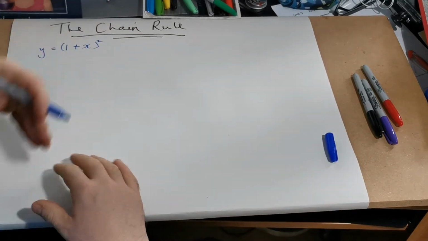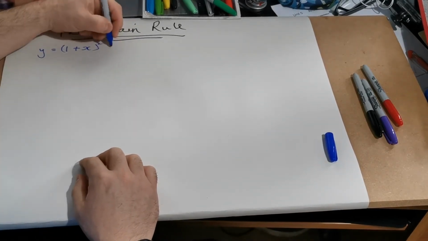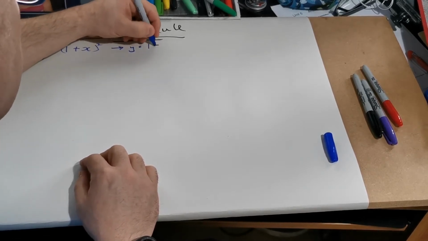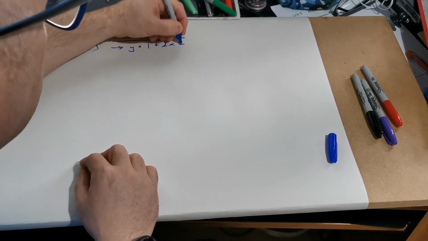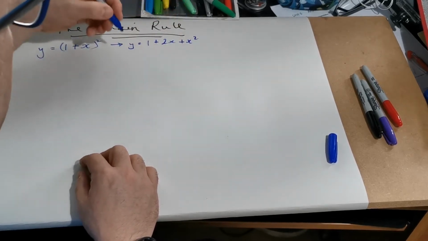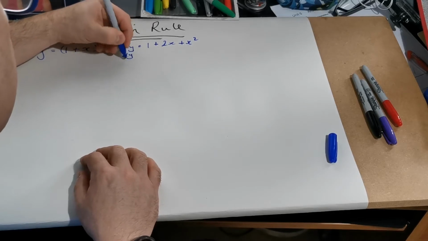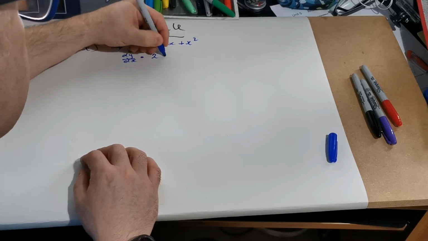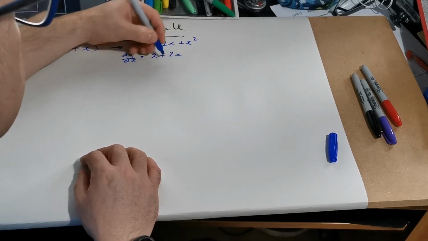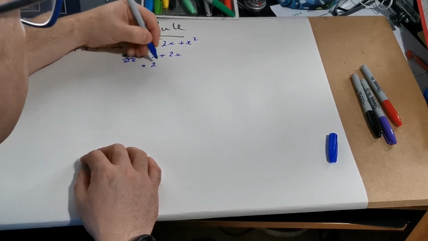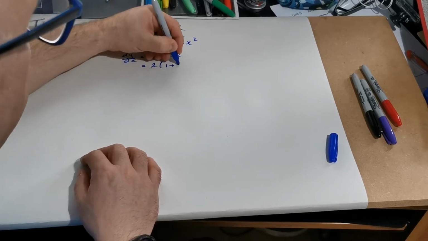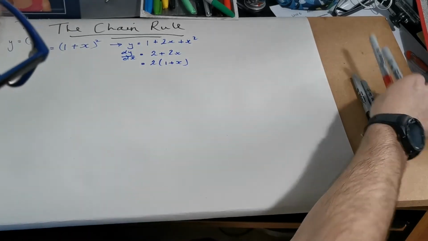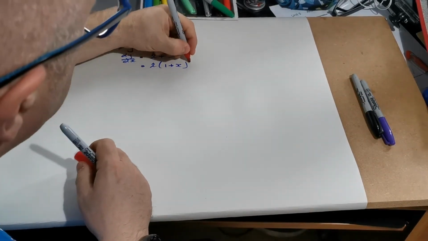So let's build our way up to it. I'll say that y is equal to 1 plus 2x plus x squared if I expand that bracket, and if I was to differentiate that, I would get 2 plus 2x, which is 2 times (1 plus x). And I might even say that that was 2 times (1 plus x) to the 1.